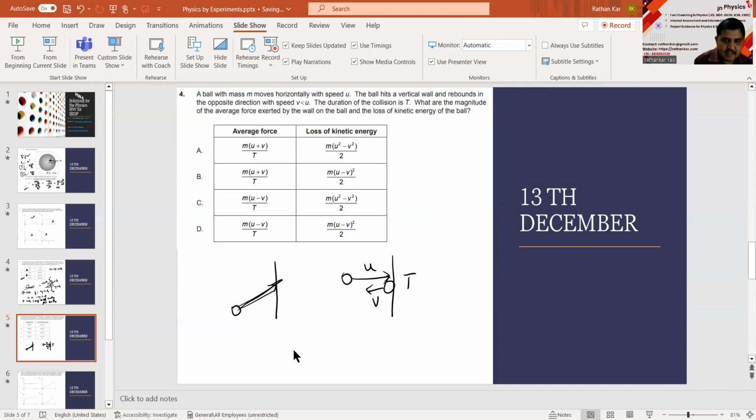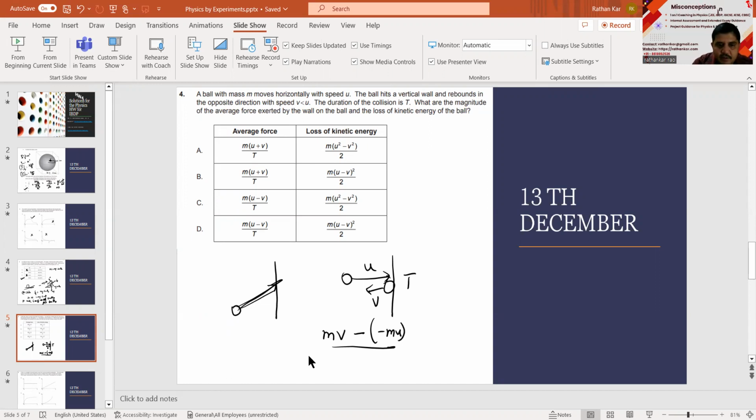What is average force? Average force here is nothing but final momentum minus initial momentum divided by time taken. What is the final momentum? If I consider this direction to be positive, then this should be mv, and this direction should be negative, so minus minus mu, divided by time taken. So mv minus minus mu should be equal to mv plus mu divided by t.